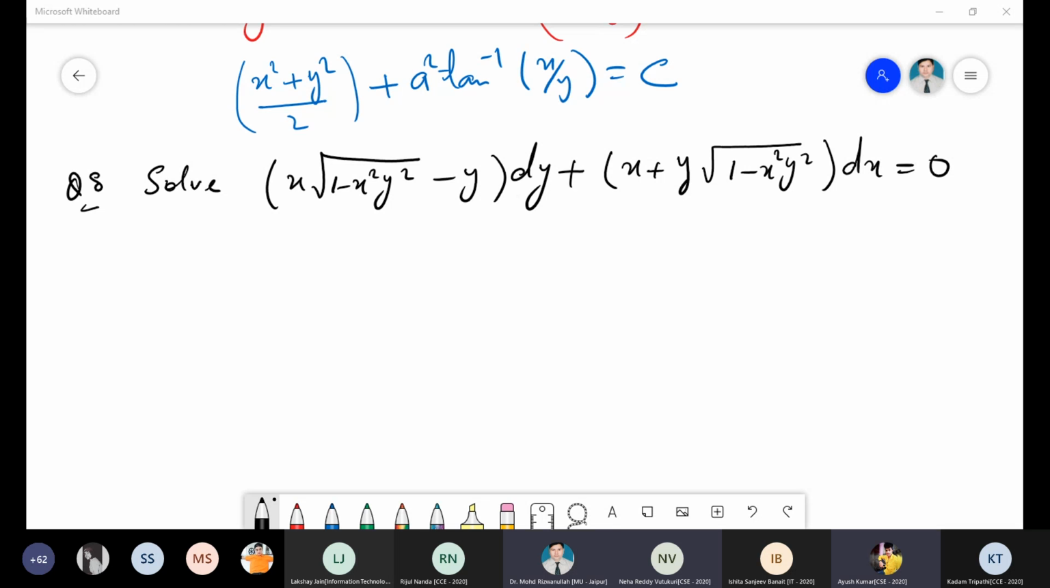Very good. Lakshay, you got it? Yes, sir. Okay, great. And what is the answer, Neha? x square minus y square by 2 whole by 2 plus y square into 1 by 2 sine inverse of xy plus 1 by 2 into x root 1 minus y square, 1 by y square minus x square is equal to c.